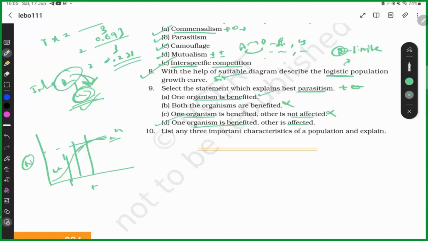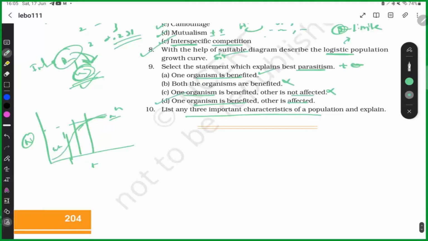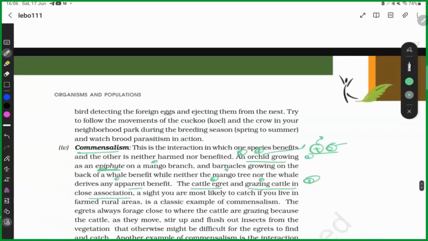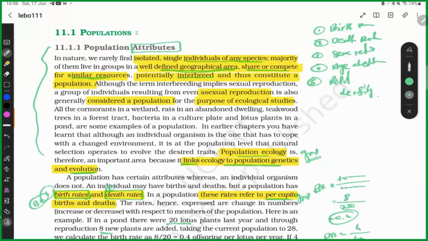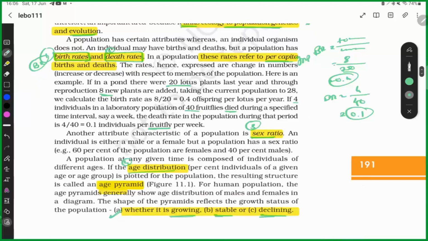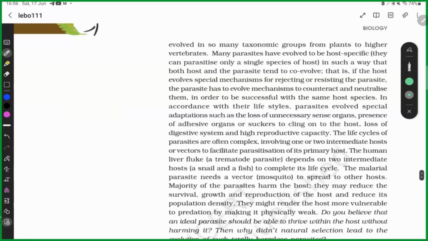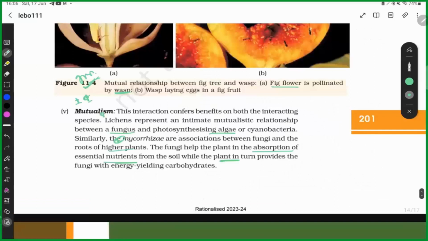Different characteristics of population: birth rate, death rate, fertility, age distribution. You can describe this better than me. So first write what a population is, then describe its characteristics or attributes. But never forget to mention per capita value when you are describing birth rate or death rate. Per capita value is very important for those two. That's for today. Best of luck.